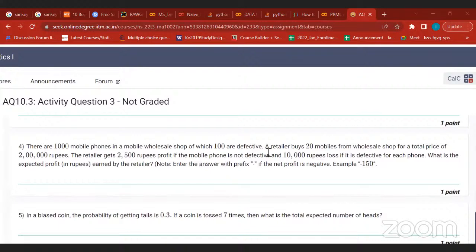Okay, let's do that. So he's saying that you will get a profit of 2,500 rupees, right? And you will lose 10,000 if your mobile phone is defective, right? Okay, so let me just write it down. This one.